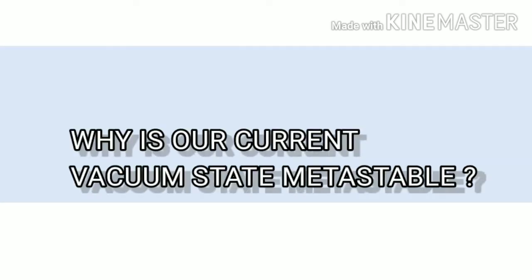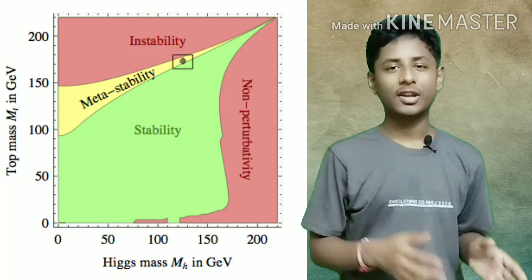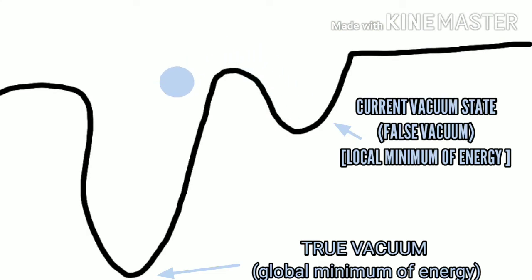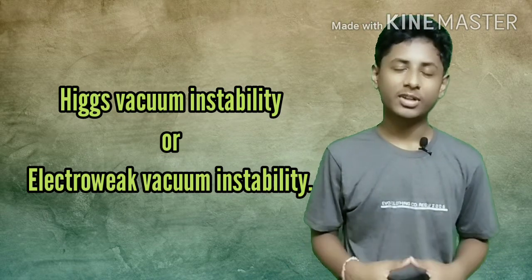Why is the current vacuum state metastable? Because the vacuum instability criterion for the electroweak interaction depends upon the masses of the Higgs boson and the heaviest fermion, the top quark. The top quark was discovered in 1995 and the Higgs boson in 2012 at the Large Hadron Collider in Geneva, Switzerland. Since 2012, by analyzing the masses of these particles, the best prediction we have is that the mass of the Higgs boson lies in the regime that predicts the current vacuum state of the electroweak interaction to be a false vacuum. That means there is a lower energy vacuum state to which the electroweak vacuum can decay. This process is known as electroweak vacuum instability or Higgs vacuum instability.